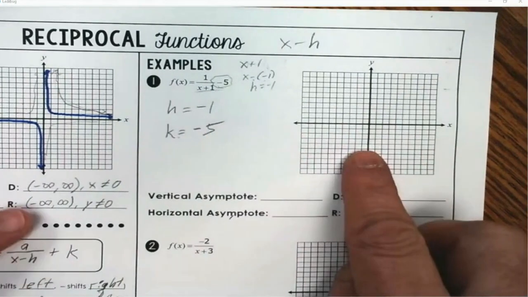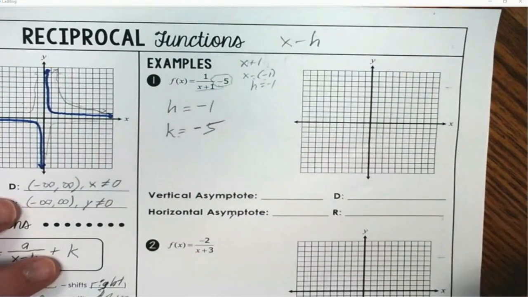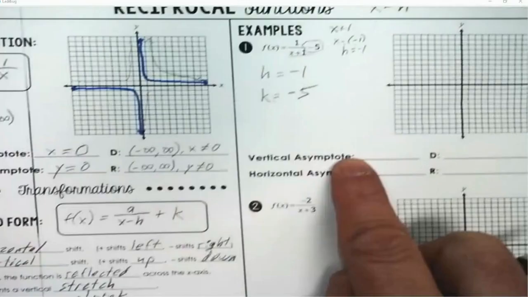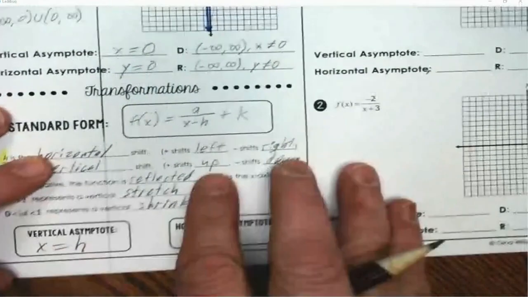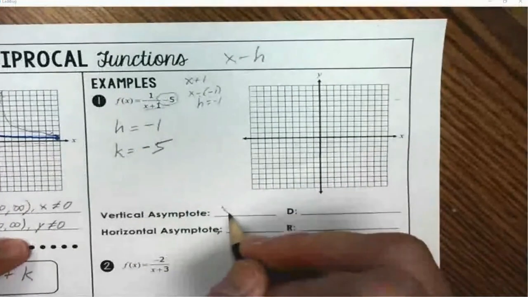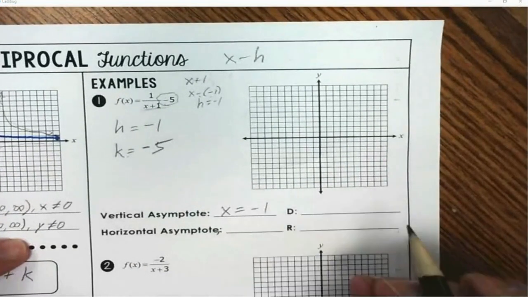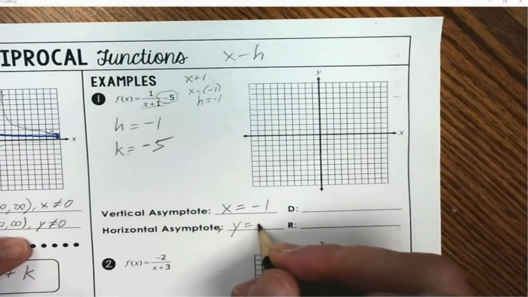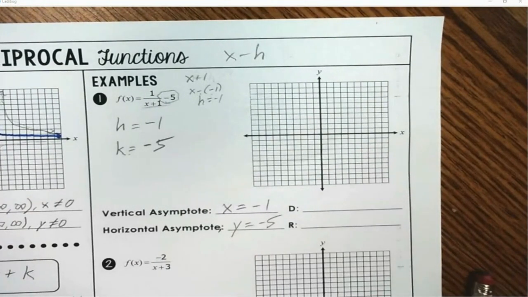It wants us to graph this. We're going to look at it on Desmos. But first, let's fill in the vertical asymptote. Well, we said in our notes that's x equals h. So there should be an asymptote at x equals negative 1, and there should be a horizontal asymptote at y equals negative 5. So let's put this on Desmos and see what it really looks like.